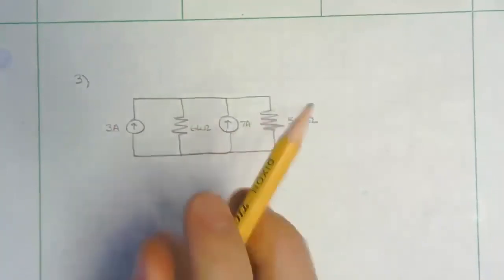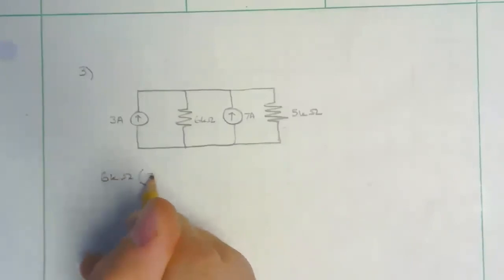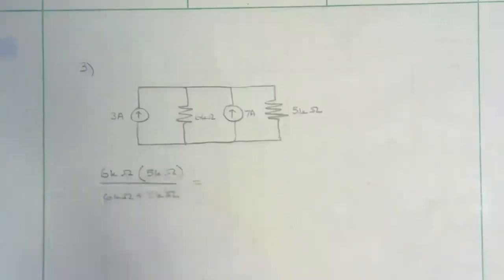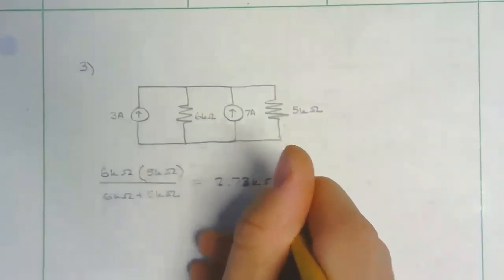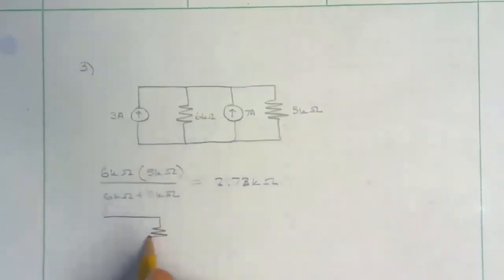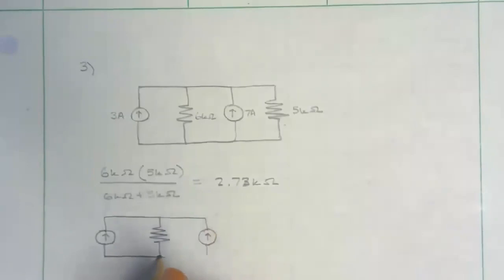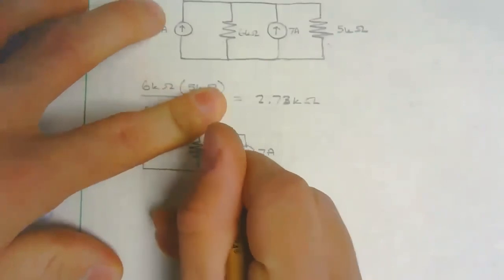So we can combine these parallel resistances. I'll do that here. We can have 6 kilo ohms times 5 kilo ohms over 6 kilo ohms plus 5 kilo ohms. Awesome. That'll give us 2.7273, we're rounding, kilo ohms. I'm going to keep that resistor in the middle, just so you can see that they're still going to be in parallel. So we can redraw our circuit, keep the sense of the currents the same. 7 amps, 3 amps. And also we have 2.73 kilo ohms.